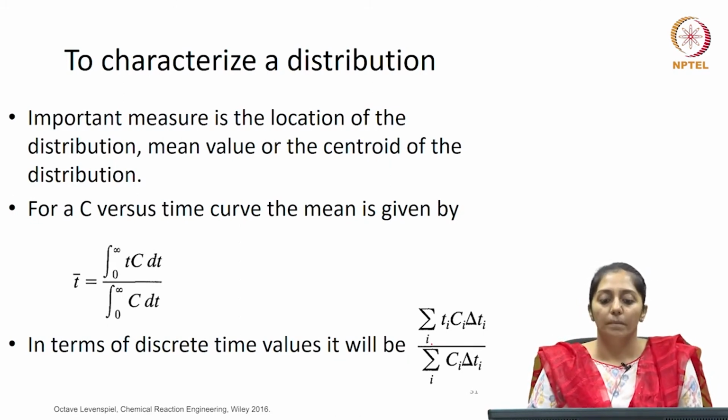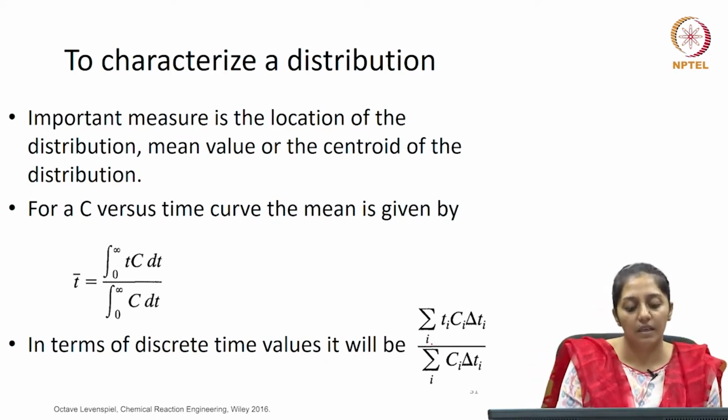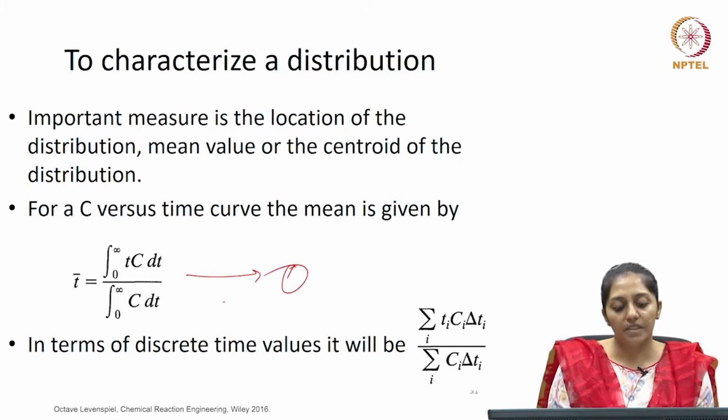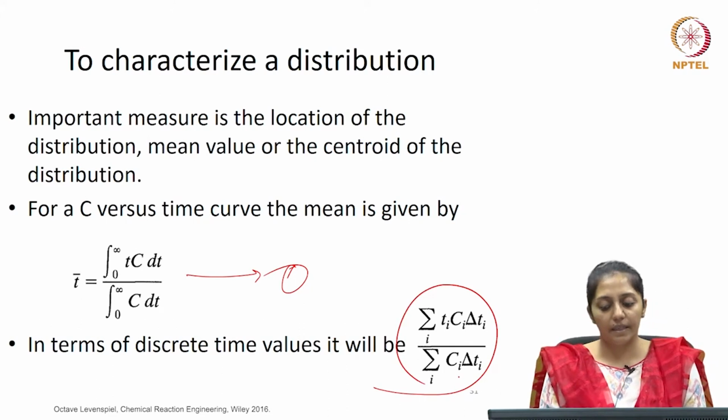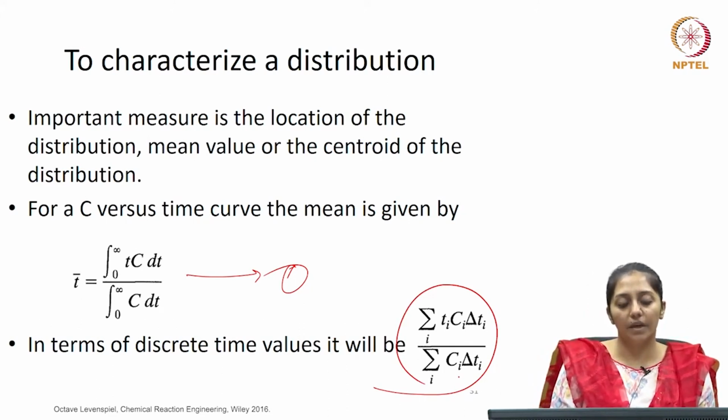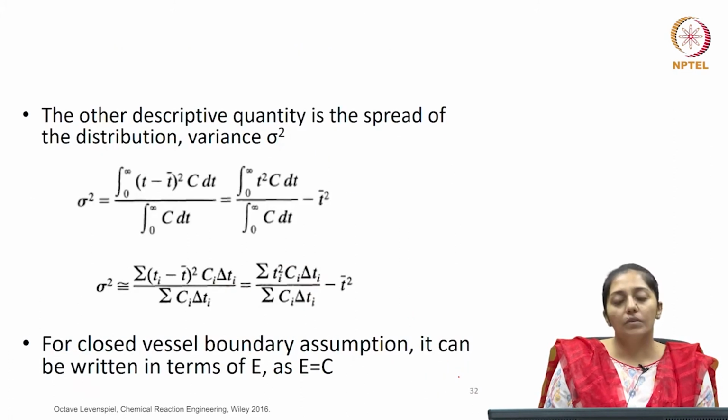Now, to characterize a distribution, what is important to measure is the location of the distribution, the mean value of the distribution, which is called the centroid of the distribution. For a C versus time curve, the mean can be given as shown here, and in terms of discrete time values, it is shown in the second line. This is how statistically you can define the mean value of time in a C versus t curve. Now, the other descriptive quantity is the spread of the distribution, which we call variance.